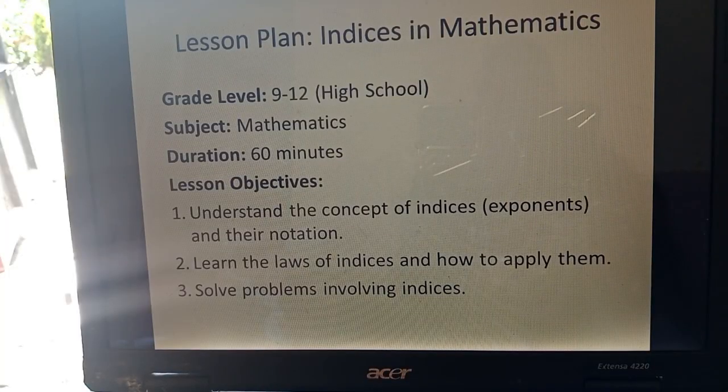So if you are a teacher, the lesson plan is titled Indices in Mathematics. It is grade level 9 to 12, that is high school. And the subject is mathematics. Duration, if you want to achieve good results as a teacher, should be 60 minutes. That is actually a double lesson.